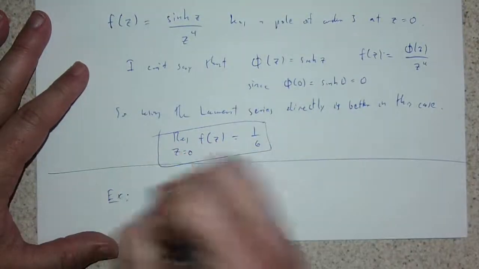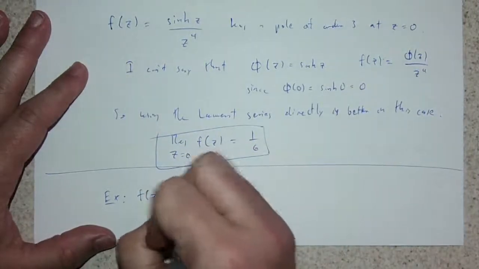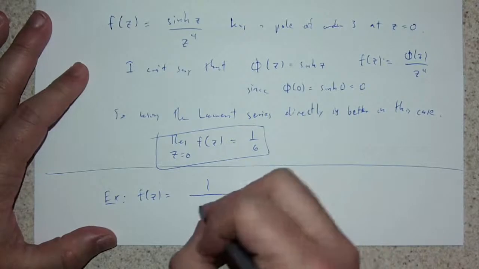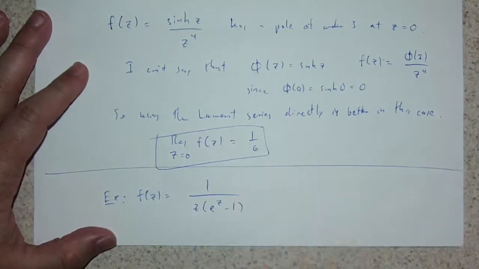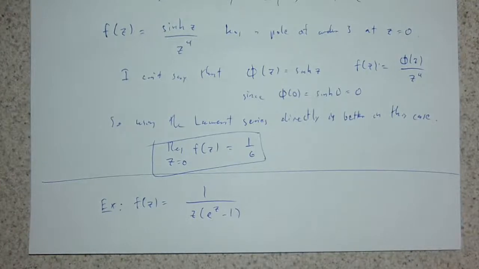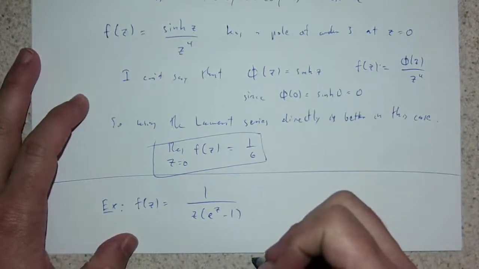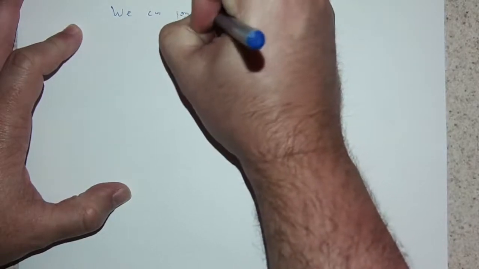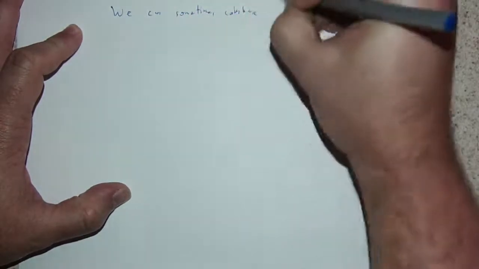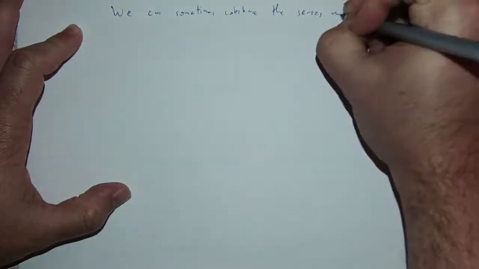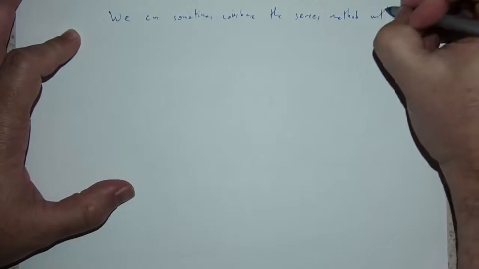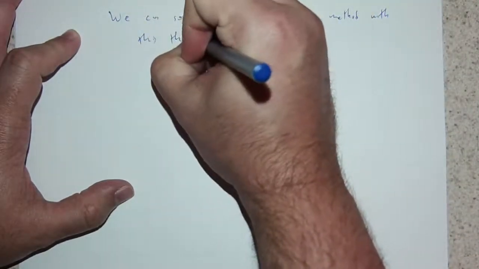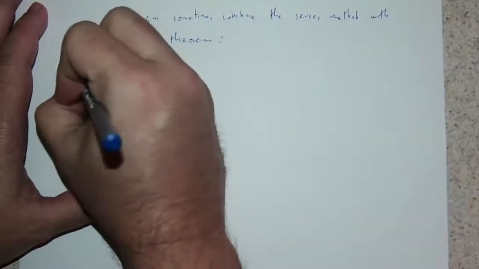So here's a quick example that you can work through on your own. This is the function that is 1 over z times e to the z minus 1. So the idea here is, well, maybe we can go ahead and do this. Yeah, let's do it on the next page. So sometimes we can combine the approaches. We can combine the series method with this theorem. So here's a good example of that.